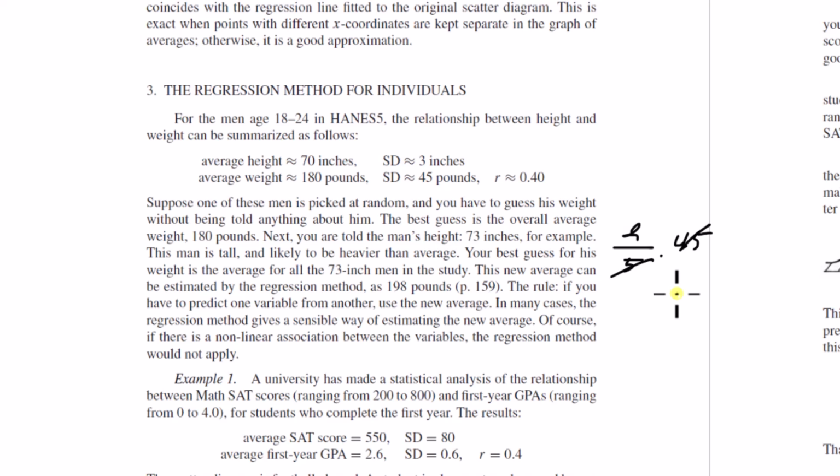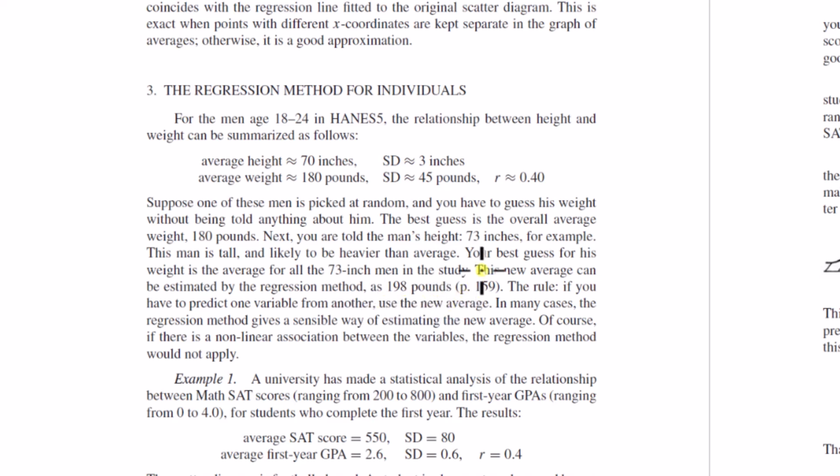So 18 pounds above average weight. So 180 plus 18, it's 198 pounds. Okay, so this man is tall and likely to be heavier than average. Your best guess for his weight is the average for all the 73-inch men in the study. This new average can be estimated by the regression method as 198 pounds.